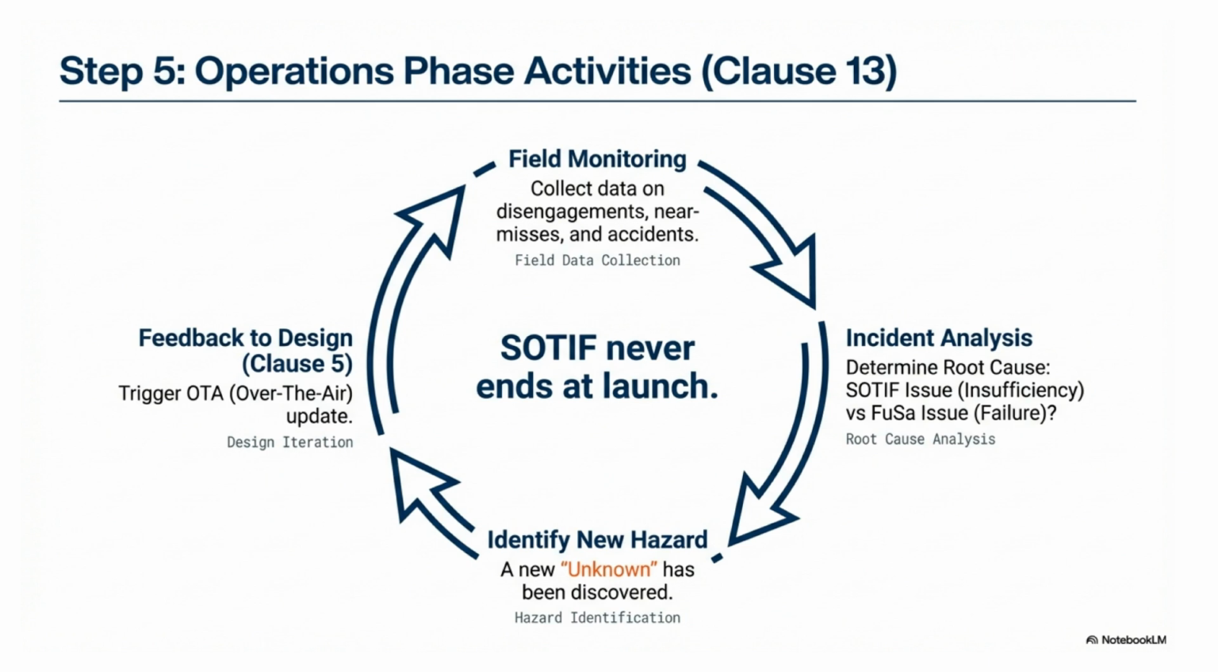The launch of a vehicle is not the finish line. In SOTIF, the loop stays open. Clause 13 mandates continuous field monitoring after release. We track data on disengagements, near misses, and accidents to see if our original risk estimations were correct. If we discover a new unknown hazard or a context evolution, like new types of road signs or infrastructure changes, we analyze the root cause. If it's a SOTIF issue, we feed that knowledge back into the design phase, Clause 5, to trigger an over-the-air update. This ongoing feedback loop ensures that the vehicle stays safe throughout its entire operational life, adapting to the world as it changes.